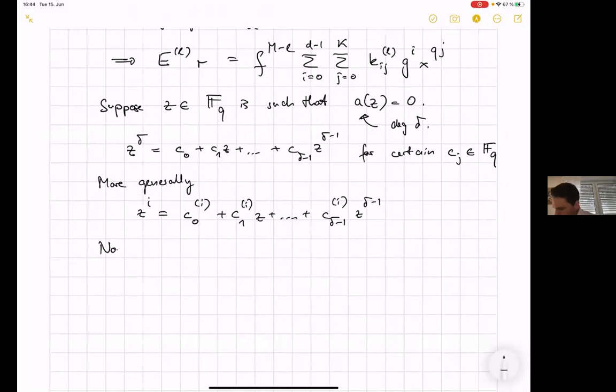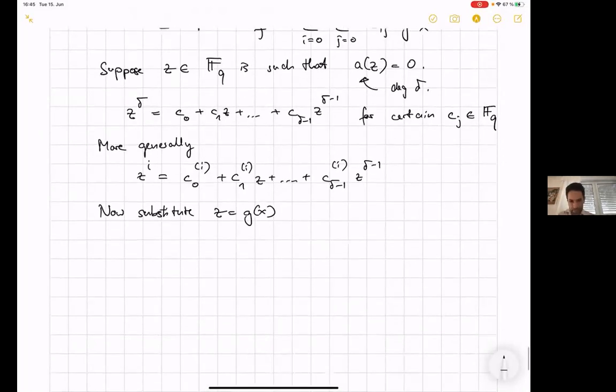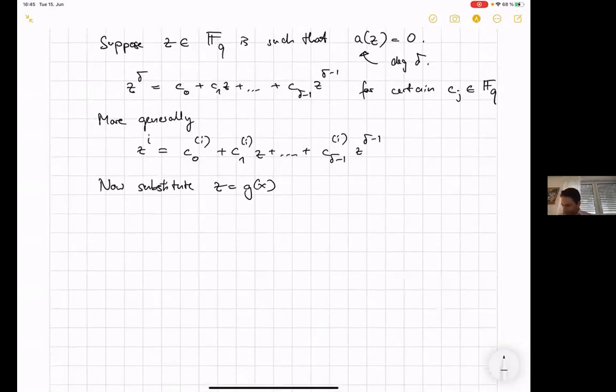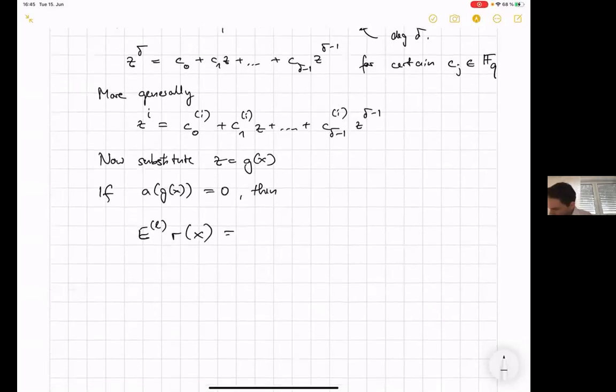Now substitute z equals g of x. If x is such that a of g of x is 0, then we get the L-th Hasse derivative evaluated at the point x. And now we really evaluate things. This is not about polynomials, this is about elements in F_q. So this is f to the power m minus L at x.